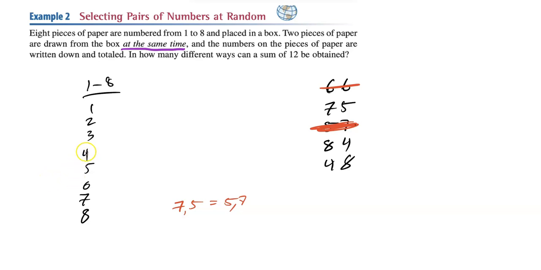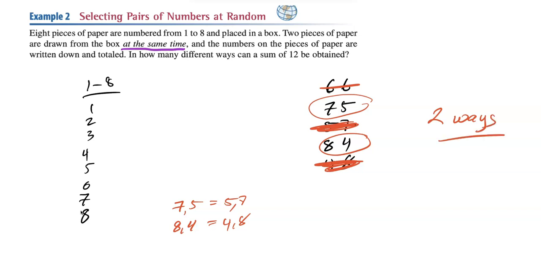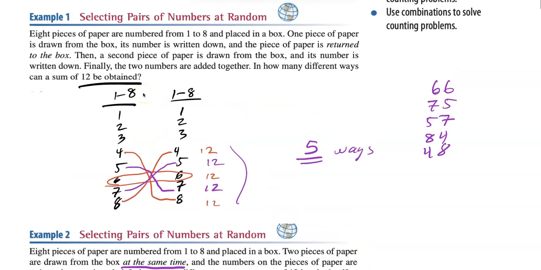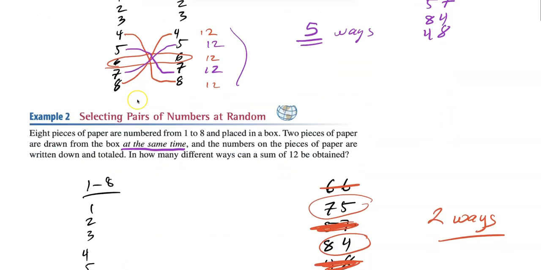And the same thing with 8, 4. 8, 4 gets me 12, but there's no difference between 8, 4 and 4, 8. Those are the exact same combination in this case, so you don't need one of those. So there's only 2 ways. If you pull out these numbers at the same time, there's only 2 ways to get 12. You either get a 5 and a 7 in some combination, or you get an 8 and a 4 in some combination. So it changes depending on if you pick one and put it back and then pick again, or if you pick them at the same time.